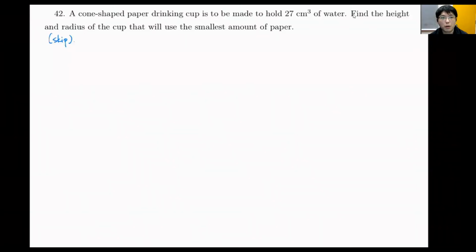So I will conclude this supplementary video with the following problem. The problem states as follows: a cone-shaped paper drinking cup is to be made to hold 27 cubic centimeters of water. Find the height and the radius of the cup that use the smallest amount of paper. Here, the most difficult part is how to obtain the area of the cone without the base, so that we get the smallest amount of paper. That's precisely why I think this problem is a little too difficult for the final. In the final exam, if we were to test you on such a problem, we would give you the formula.